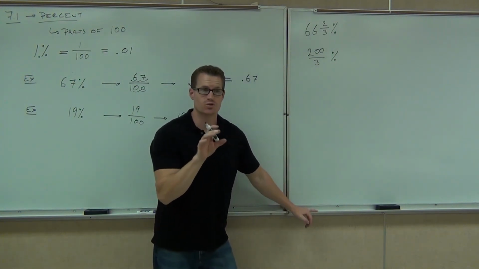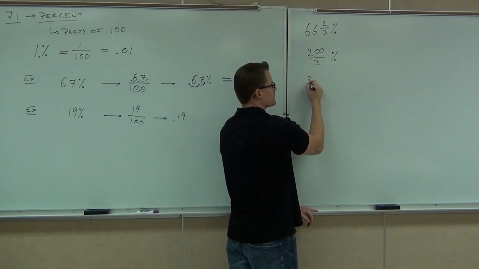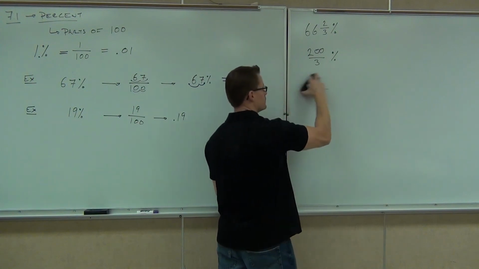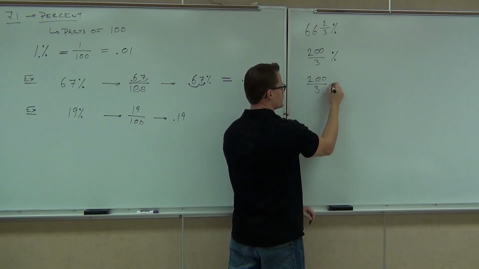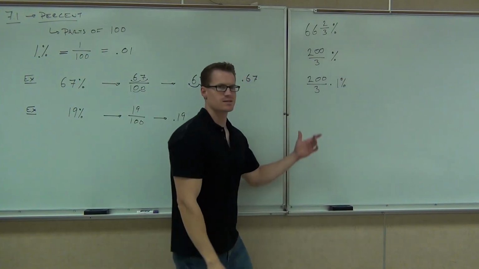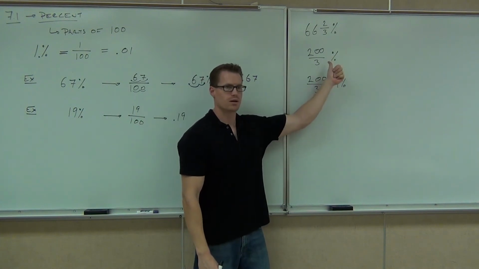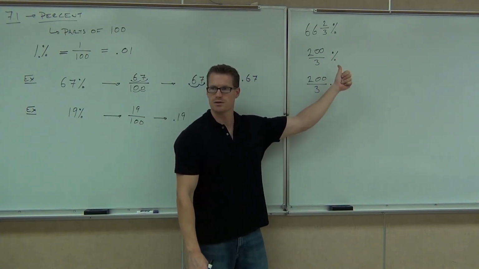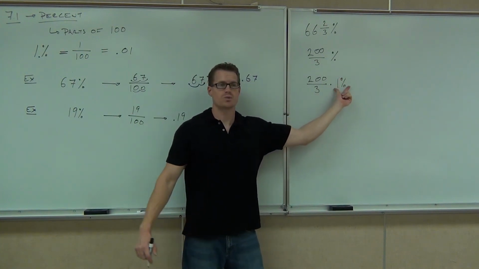Check it out. This is weird. This is something you could do though. You could actually make this 200 over 3 times 1%. Do you agree that that's the same thing? 200 over 3 times 1 would give you 200 over 3, right? The percent's still there. You with me? Check it out. How much is 1% equal to?